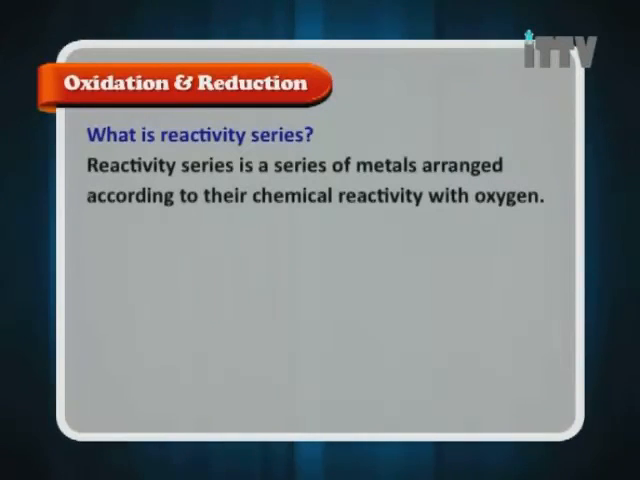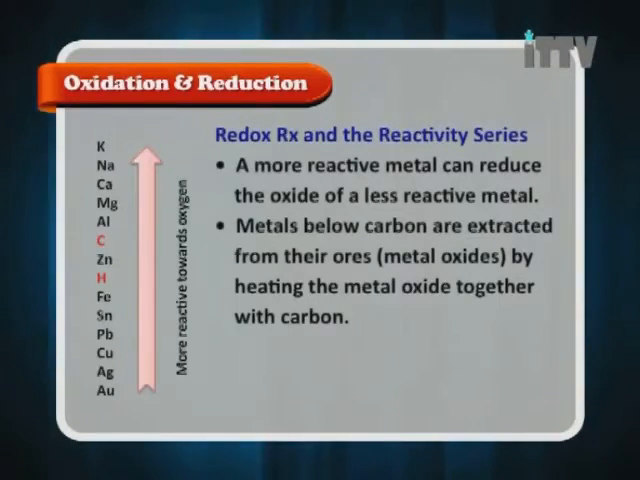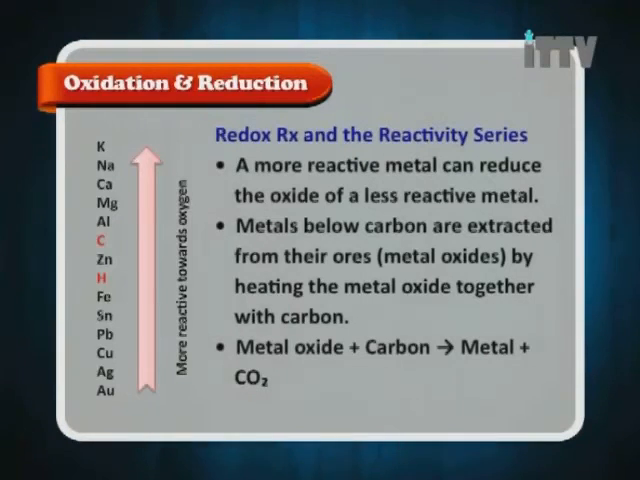So, what is the reactivity series? It is a series of metals arranged according to their chemical reactivity with oxygen. So, a more reactive metal can reduce the oxide of a less reactive metal. Metals below carbon are extracted from their ores by heating the metal oxide together with carbon. So metal oxide will react with carbon to produce metal as well as giving out some carbon dioxide.